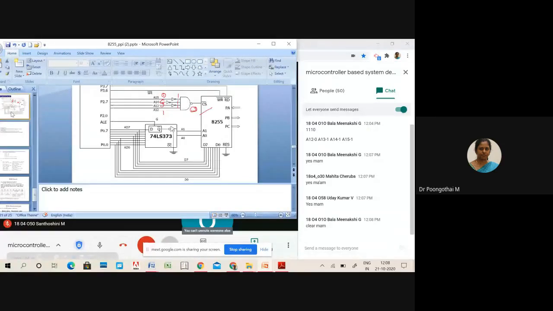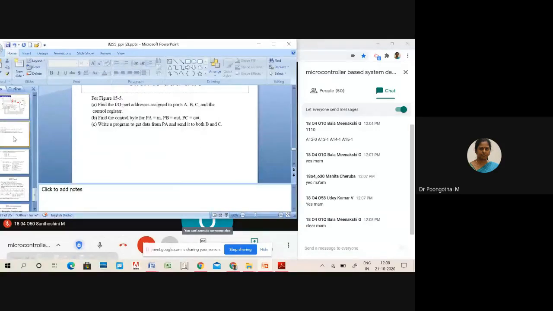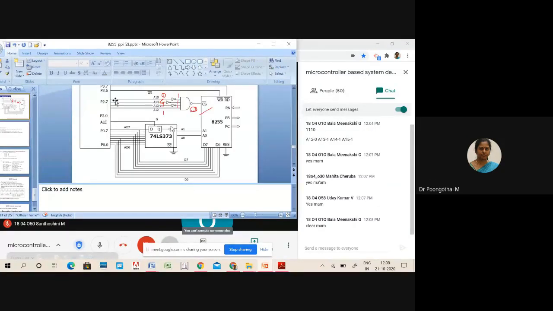So, considering this diagram, this decoding circuitry, you have to find out the address for port A, port B, port C, and control register. Please find out. You have to use a 16-bit address, and according to this decoding circuitry, A15 is 0, A14 is 0, A13 is 0, A12 is 1. Remaining all bits are 0. For selecting your internal device, 0, 0 means port A will be selected, 0, 1 port B, 1, 0 port C, 1, 1 control register.